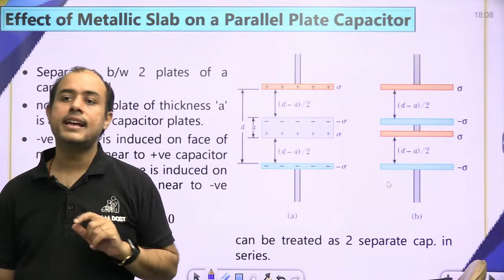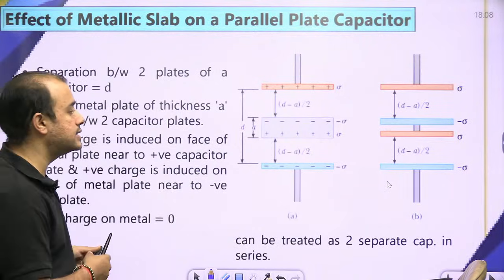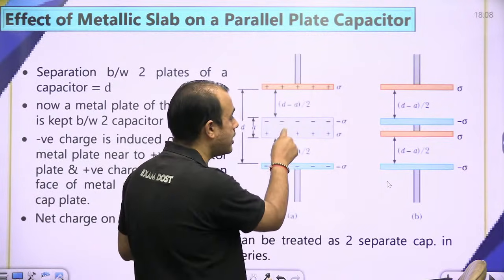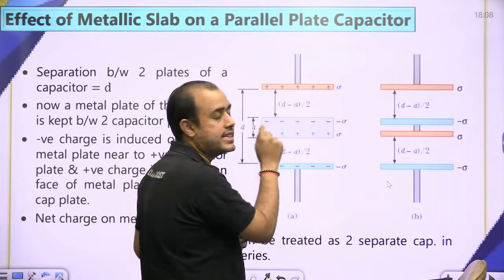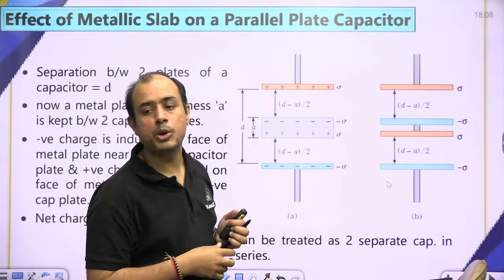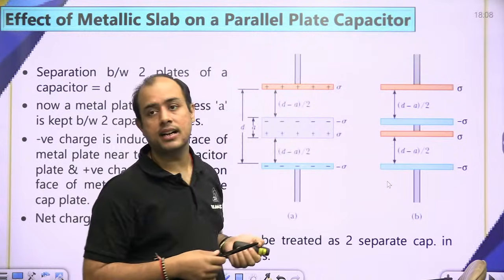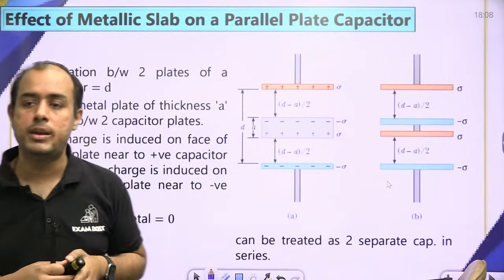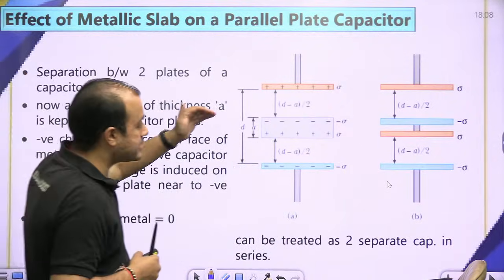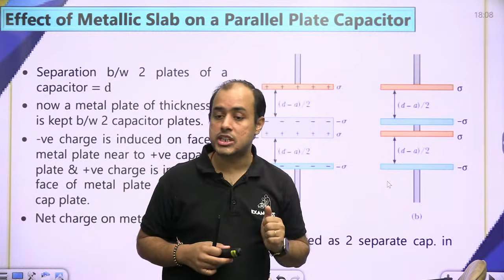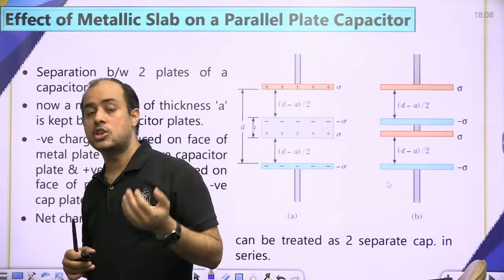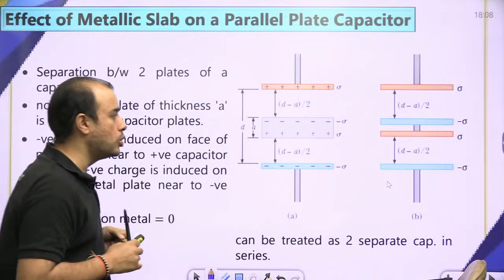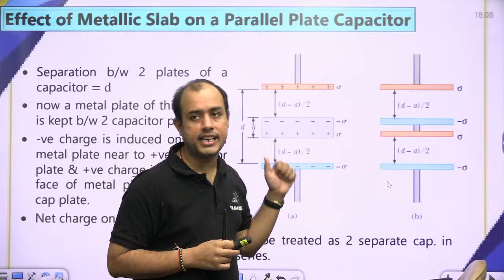So I will treat it as two separate capacitors connected in series. Why series? Because these points are at same potential. Why same potential? Because this is a conductor. A conductor is always equipotential. ये माइनस सिग्मा और प्लस सिग्मा का पोटेंशियल सेम आएगा. काहे? क्योंकि भैया ये कंडक्टर के दो हिस्से हैं और एक कंडक्टर के दोनों हिस्सों पे पोटेंशियल सेम आता है.